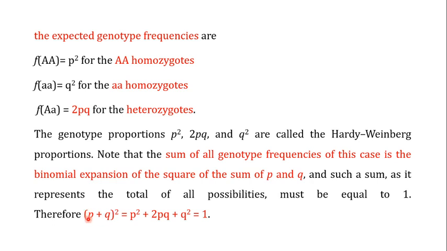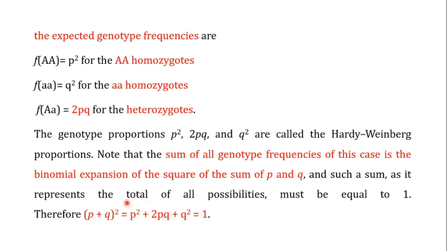For example, if you add p plus q and take the square of this, that shows you the binomial expansion of all of the genotype frequencies. In a population, all of the genotype frequencies are equal to 1, or 100%. So this equation, p plus q whole square equals p square plus 2pq plus q square, in a population is equal to 1, or 100. This covers all of the possible genotypes in a population. The p square covers the dominant homozygote, the 2pq covers the heterozygote, and the q square covers the homozygote of the recessive trait. All of these will equal 1, or 100, in a population.